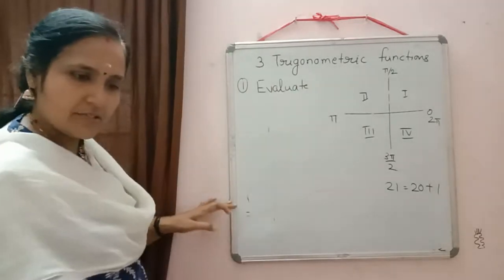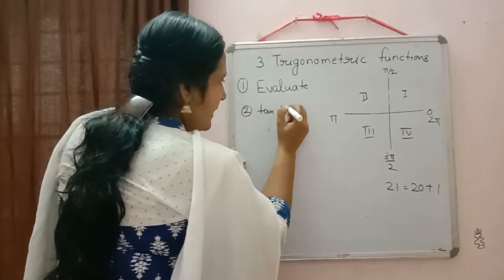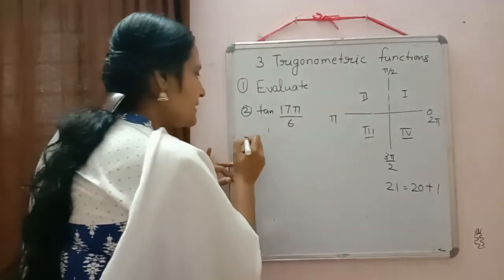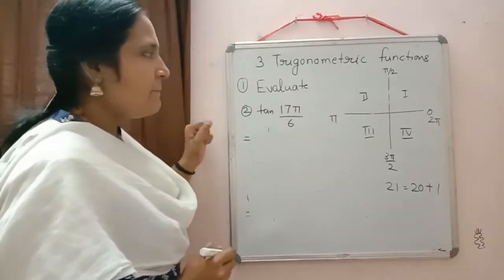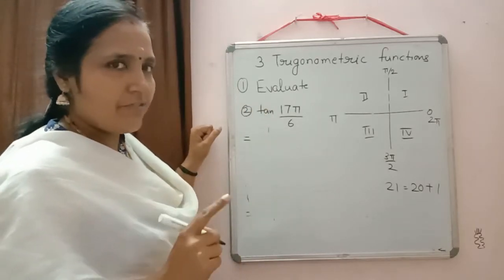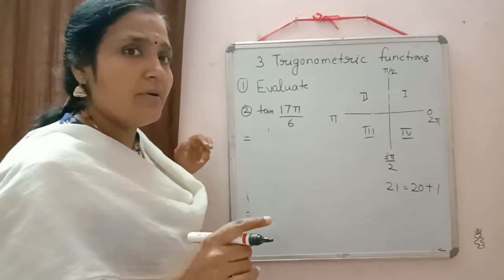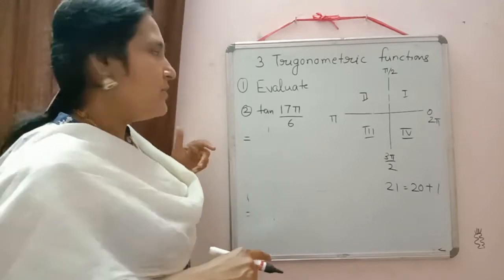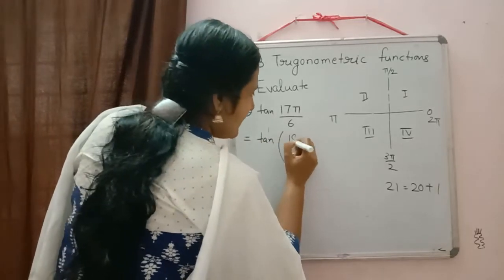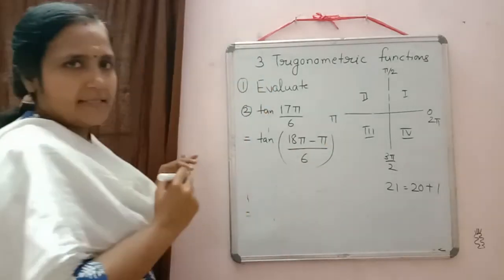In this only, second question is tan 17 pi by 6. We have to evaluate tan 17 pi by 6. So again check the multiplication table of 6 and find out the number which is nearest to 17. 6 3s are 18. So from 18 how will we get 17? 18 plus we cannot do. What we can do? 18 minus. Correct? So what will we write here? Tan 17 pi by 6 can be written as tan of 18 pi minus pi by 6. In this way we wrote.